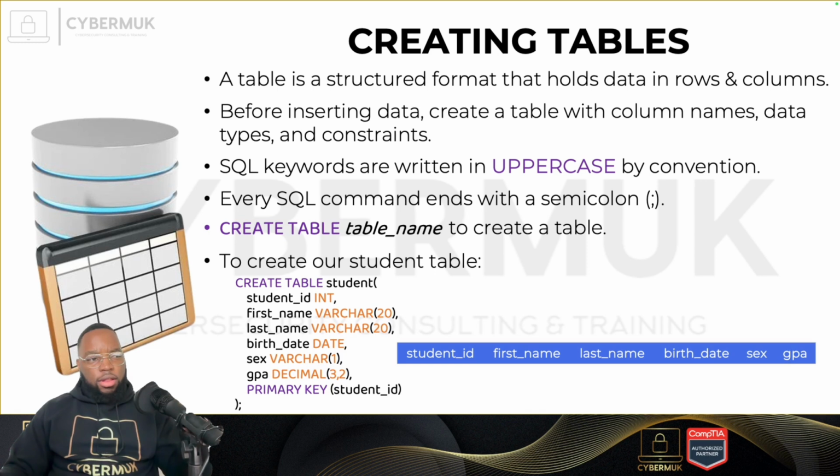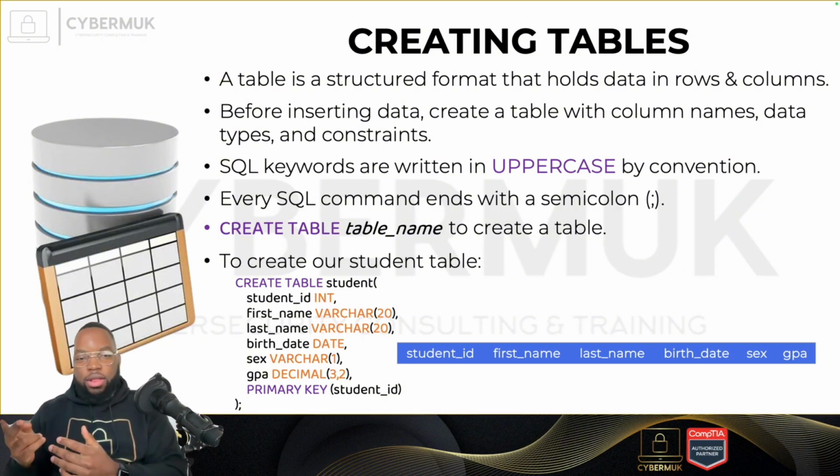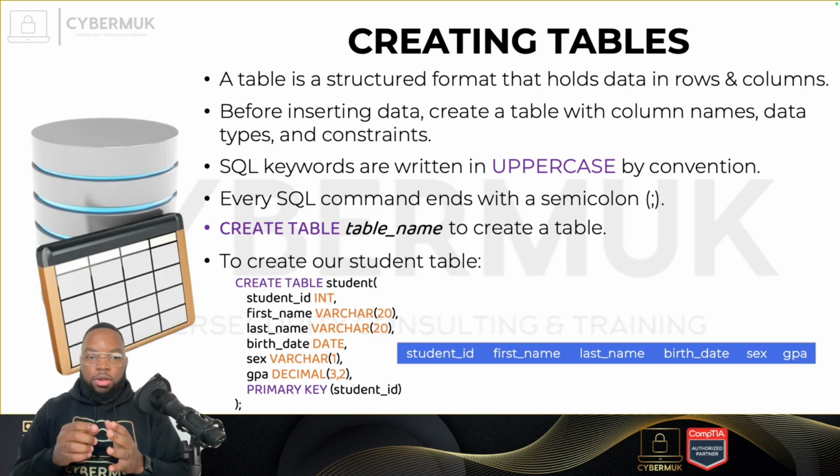Last name, you're telling it the same thing. I want a limit of 20 characters for last names. Birth date, you want a date data type. Sex, VARCHAR(1), so only one character, F or M. GPA, DECIMAL(3,2). What does that mean? It can take a total of 3 digits and 2 digits after the decimal. So the first digit will always be before the decimal, so it can only be a GPA. And then the primary key, you're defining the primary key here. The primary key is the student ID. So you see how each of them are. So these will be your columns.